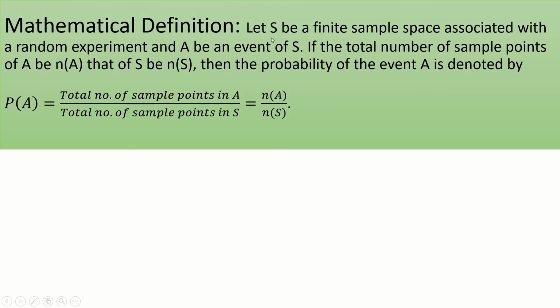Mathematical definition of probability. Let S be a finite sample space associated with a random experiment and A be an event of S. If the total number of sample points of A is n(A), and that of S is n(S), then the probability of the event A is denoted by P(A), equal to the total number of sample points in A divided by the total number of sample points in S. This is equal to n(A) divided by n(S).